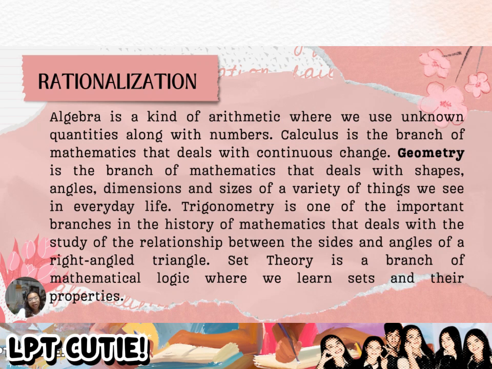So algebra is actually a kind of arithmetic where you use unknown quantities along with numbers. So we have here x, y, z's. Next is calculus, the branch of mathematics that deals with continuous change. So we have here derivatives, integrals. Geometry is a branch of mathematics that deals with shapes, angles, dimensions, and sizes of a variety of things which we see in everyday life. Meanwhile, trigonometry is one of those important branches in the history of mathematics that deals with the study of the relationship between the sides and angles of a right angled triangle. And lastly, set theory is a branch of mathematical logic where we learn sets and their properties. So I hope everyone is familiar with the different branches of mathematics.